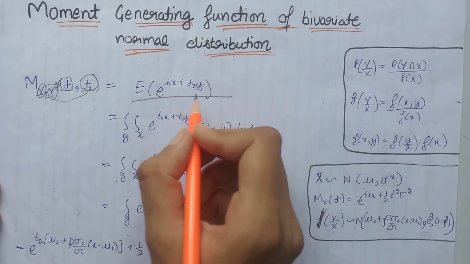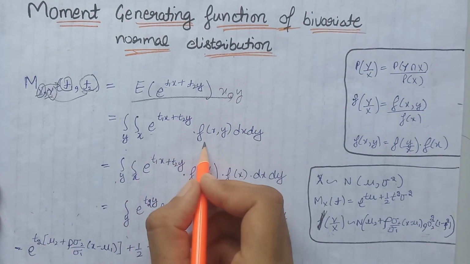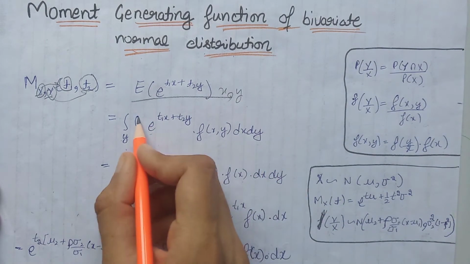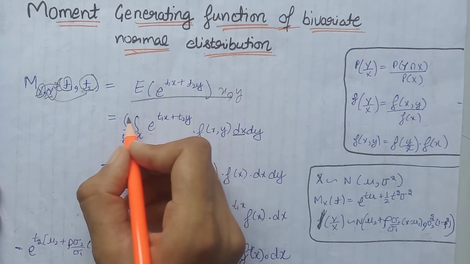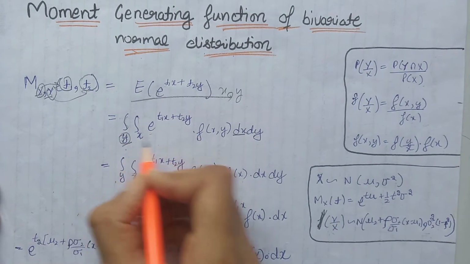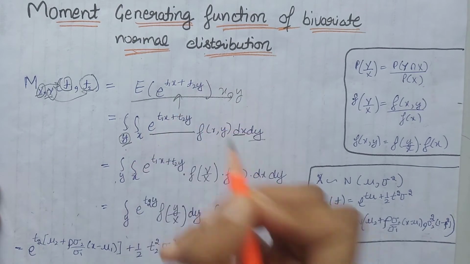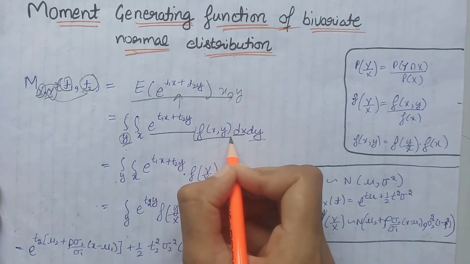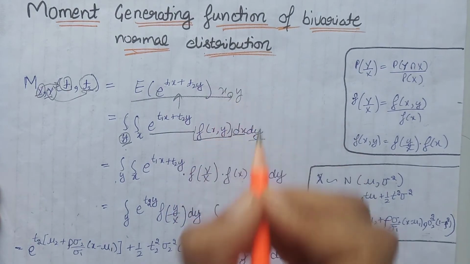Now we know that here we are using two variables x and y, so that's why we will write two integrals. The first integral is over all values of x with respect to dx, and the second integral is over all values of y with respect to dy. Here we write that term which is inside the expectation. Here we write the joint PDF of x and y because we are using two variables x and y.